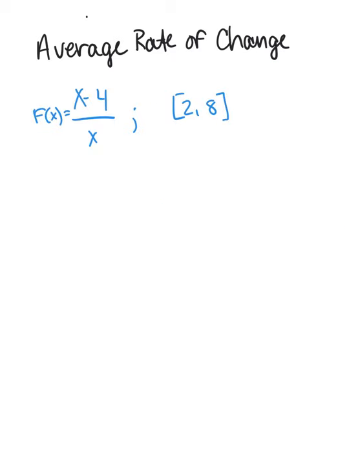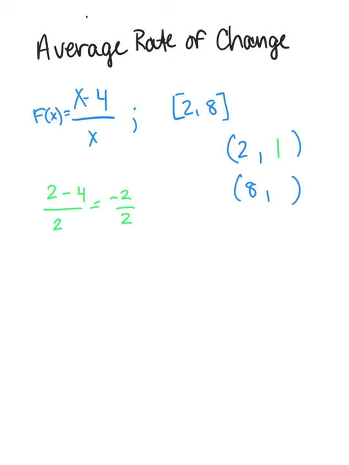This one has a fraction in it, so I figured I'd do this one too, because I know how much you guys love fractions. So if I have x minus 4 over x, I'm still doing the same thing. I'm still finding the coordinates. 2 is one of my x, 8 is my other x, and I'm finding the y. So I'm simply going to plug it in. And I'm going to start with the 2 because it came first. So 2 minus 4 over 2. Well, 2 minus 4 is negative 2 over 2, so this particular y is 1.